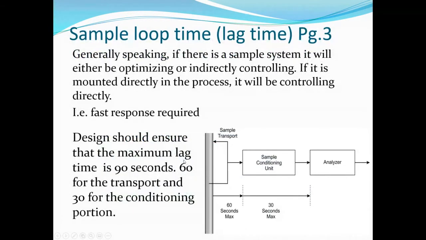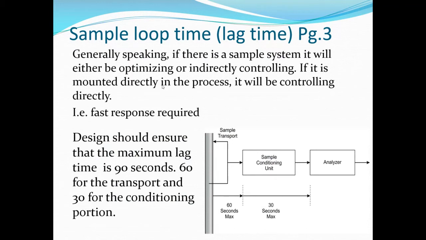Case sample loop time. Again, this is relatively straightforward, but generally speaking, if there's a sample system, it's either going to be optimizing or indirectly controlling. If it's mounted directly in the process, then it's probably directly controlling. So it has to do also with the different connection method that we choose, right? And you can drive the mode that we're going for based on where that sensor is located.